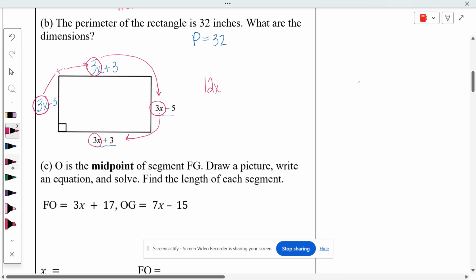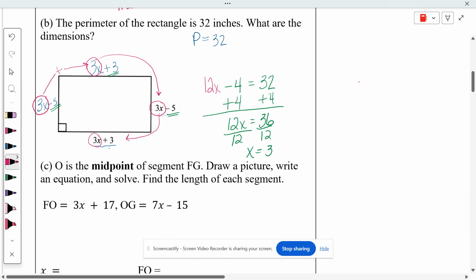And now I'm going to combine the constants. Negative 5 plus 3 is negative 2. Negative 2 minus 5 is negative 7. Plus 3 more is negative 4. That's my perimeter, and that equals 32. I'm going to add 4 to both sides. 12x equals 36. Divide both sides by 12, which means that x equals 3.